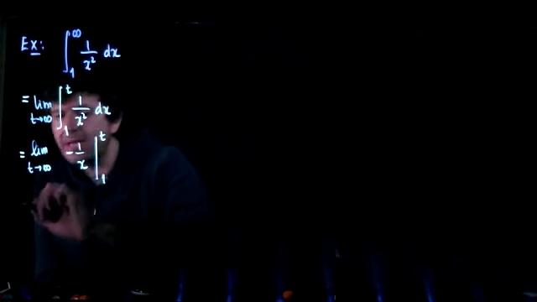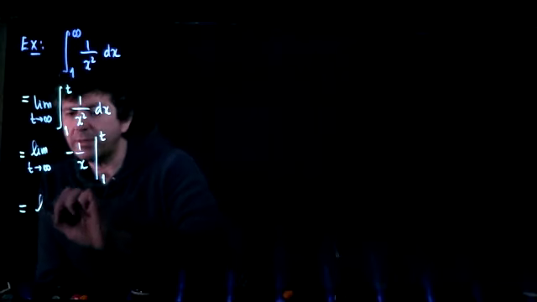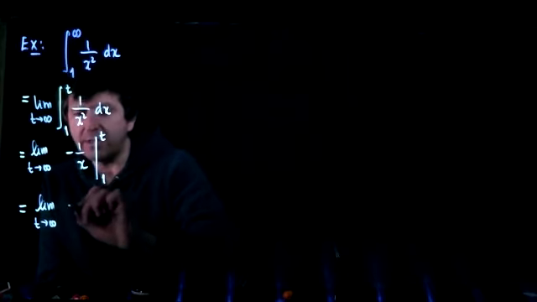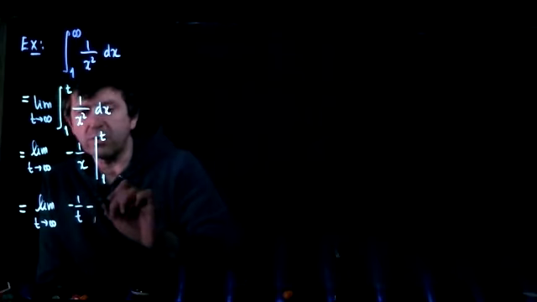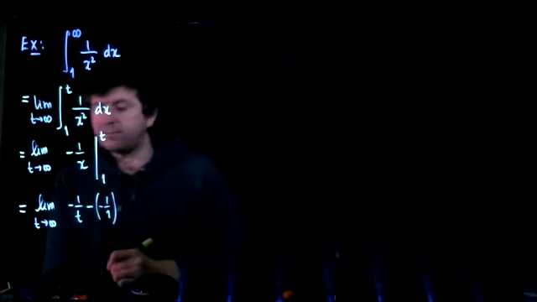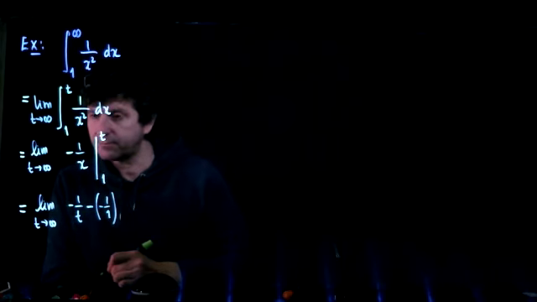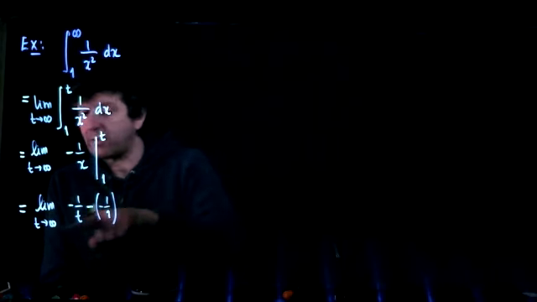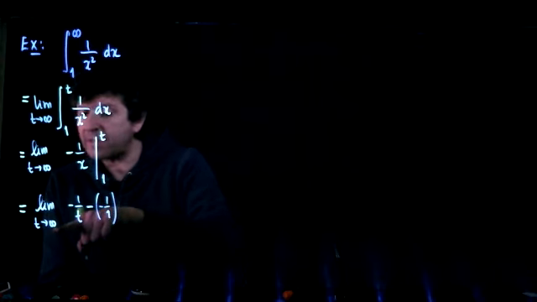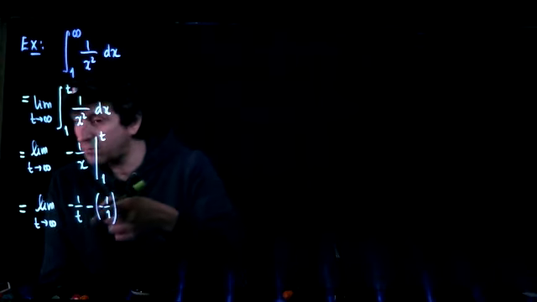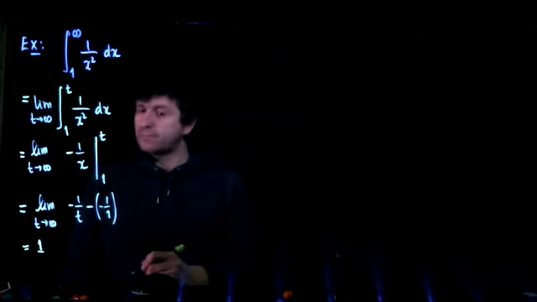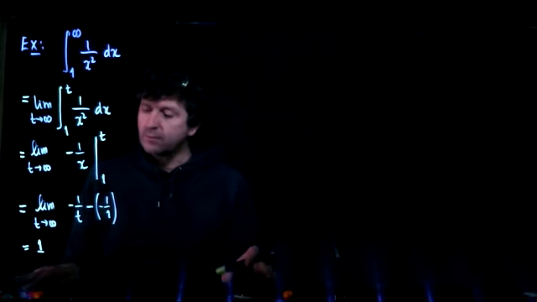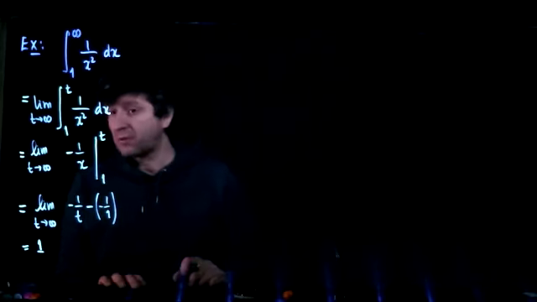Okay? And so this is equal to limit as t approaches infinity, so you plug in t inside, so negative 1 over t, minus, plug in 1 inside, so negative 1 over 1. And now I have to evaluate a limit. So the limit as t approaches infinity of 1 over t, that's 0. And so my answer is 1. Easy enough?